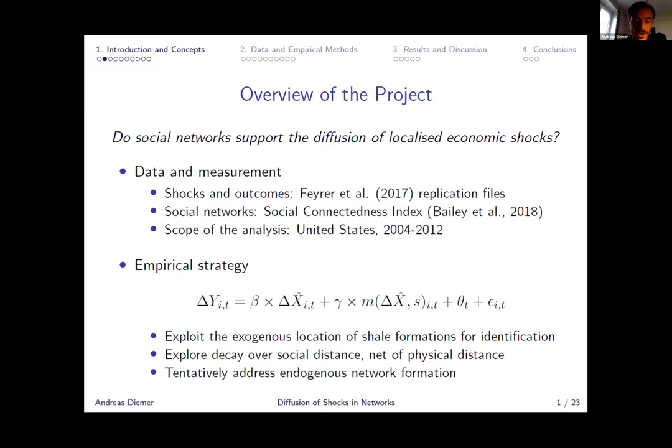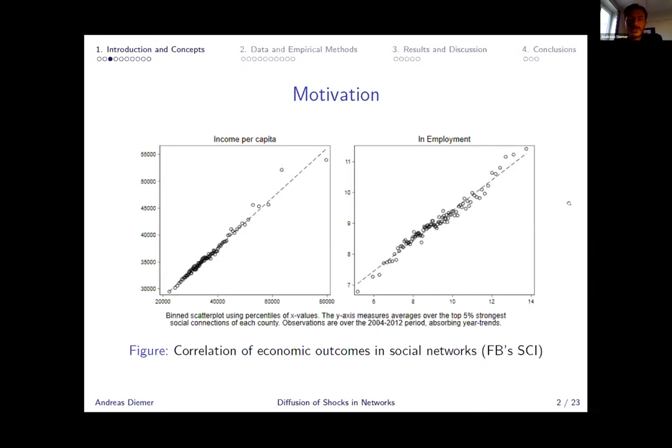of new oil and gas extraction in the county itself, as well as some spatial average, either in the social or in the geographical space of these shocks that accrue to geographical or social neighbors, and again, I'm going to be giving a few more details about this later on in the presentation. But crucial here is that I'm not interested in the geographical dimension in and of itself. I want to see, controlling for that, whether or not social networks matter, so above and beyond that, in explaining spatial diffusion of these shocks.